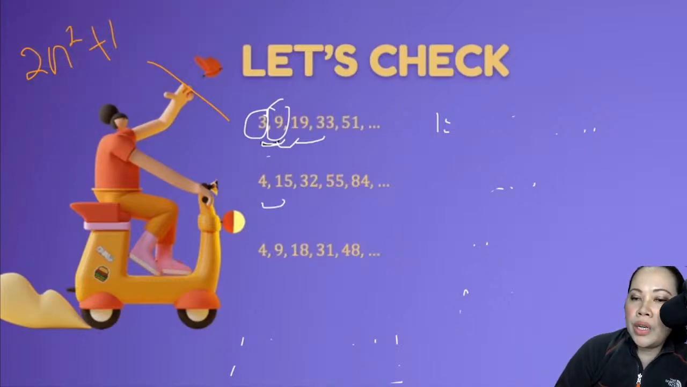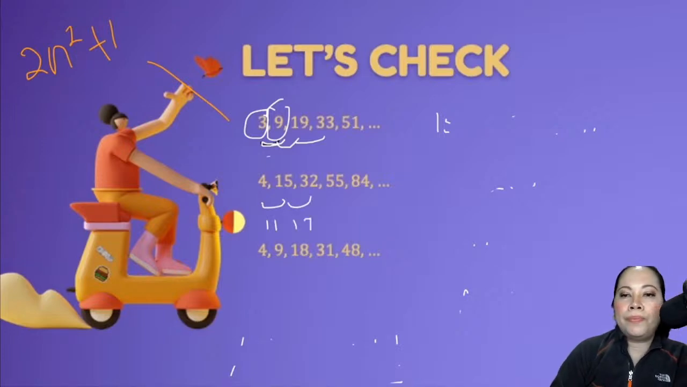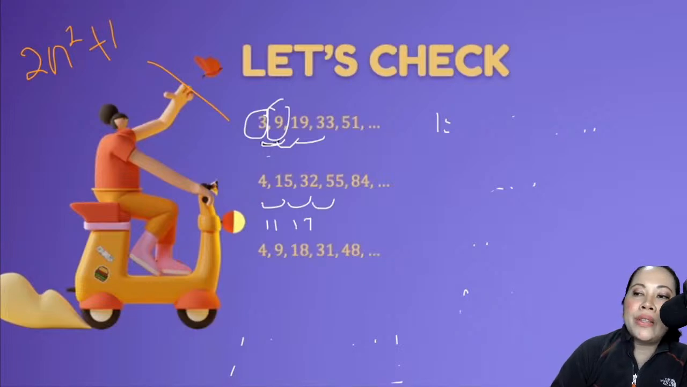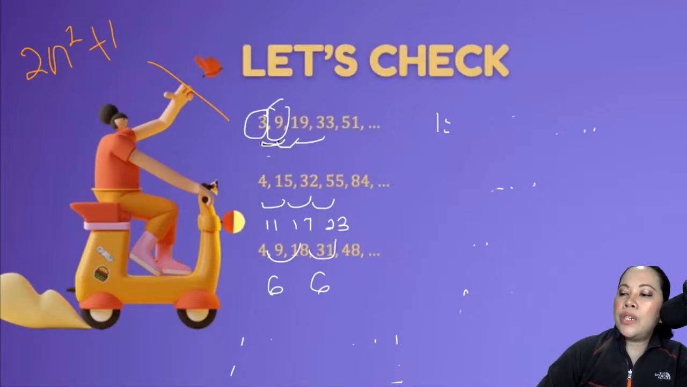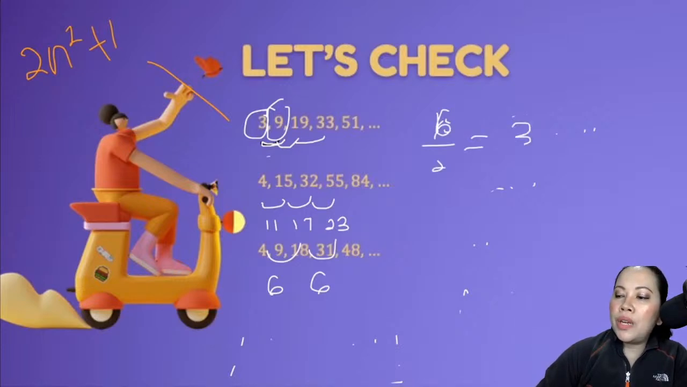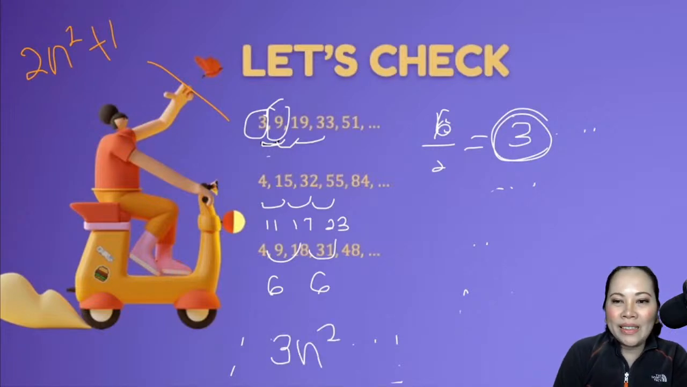15 minus 4 is 11. 32 minus 15 is 17. Alright, 55 minus 32 is 23. And then you subtract 17 minus 11 is 6. 23 minus 17 is also 6. So that means that the common second difference is 6. So the first step is to divide 6 by 2, which is 3. This number we will multiply with n squared.